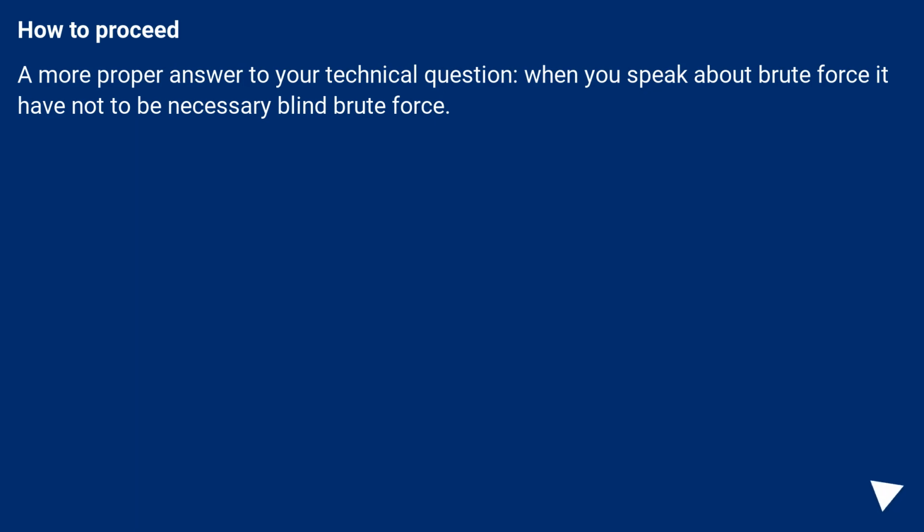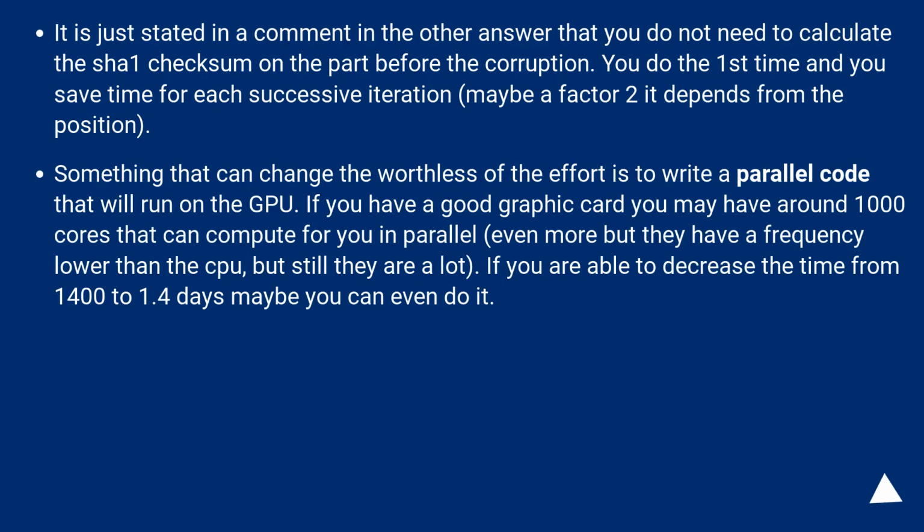How to proceed? A more proper answer to your technical question: when you speak about brute force, it does not have to be blind brute force. It is just stated in a comment in the other answer that you do not need to calculate the SHA-1 checksum on the part before the corruption. You do it the first time and you save time for each successive iteration. Maybe a factor to it depends on the position.